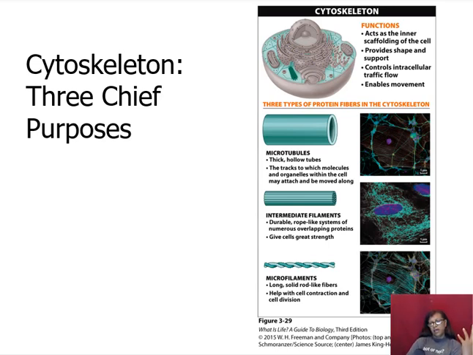This is just giving you a closer picture at the cytoskeleton, and its three chief purposes. So it's made up of these microtubules, and it has these intermediate filaments and these microfilaments. So it has structure. And the cytoskeleton is giving the cell structure. It is not made of bone, by the word skeleton, that's immediately what you would think of. But this is the cell skeleton, and it's made up of microtubules and microfilaments.